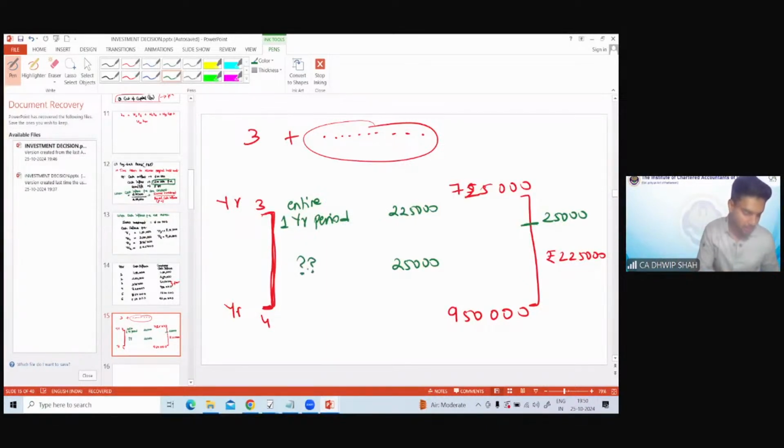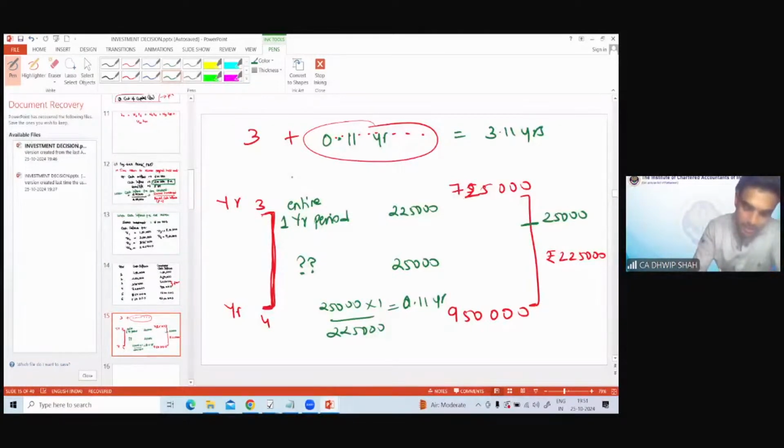That is nothing but 25,000 into 1 divided by 2,25,000. Okay? So it is nothing but 25,000 into 1 divided by 225, which comes to 0.11 year. So 3 plus 0.11 year. So my payback period comes to 3.11 years. Are you getting this? So this method is called interpolation. Cross multiplication. The cross multiplication that we used to do in our school lives. That is called interpolation. And I hope everyone understood the logic to calculate payback period when cash inflows are uneven.